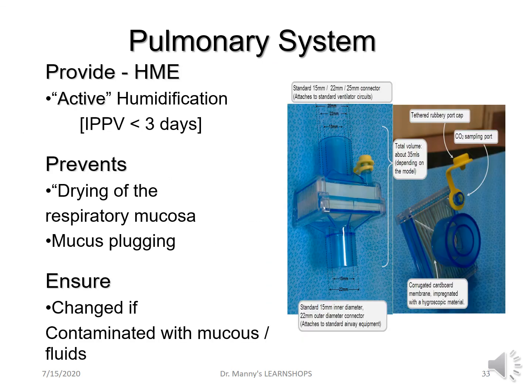When it comes to humidification, there are two types. There's an active type of humidification which utilizes a heat moisture exchanger, and this is for adult patients, if they're on positive pressure ventilation for less than 3 days. And you follow the manufacturer's recommendations. And the objective of HMEs or heat moisture exchangers is to prevent drying of the respiratory mucosa, mucus plugging, atelectasis. And you ensure that it's changed if it's contaminated. Just follow the manufacturer's instructions.